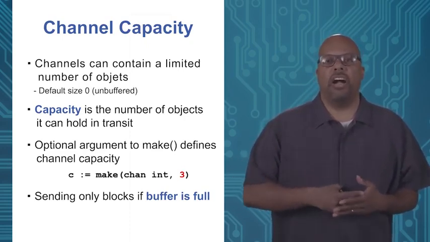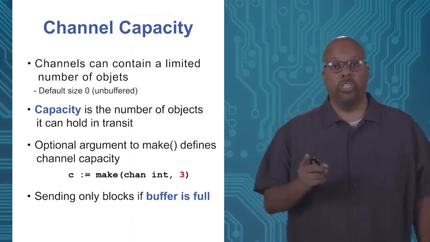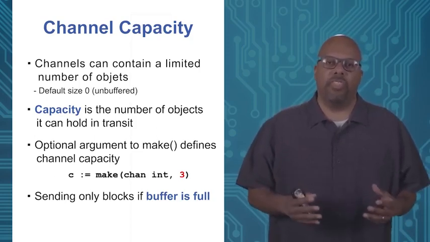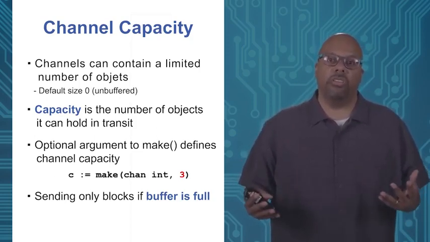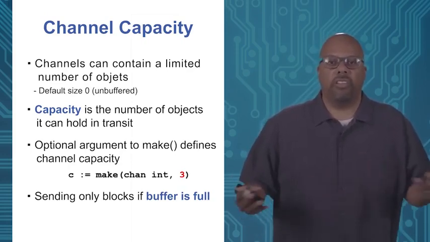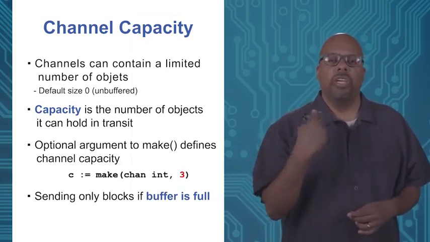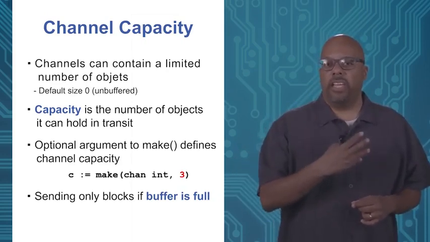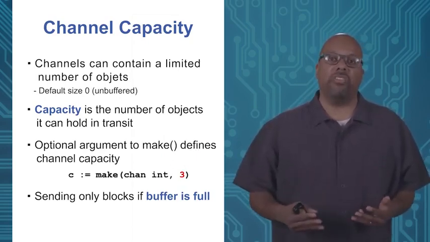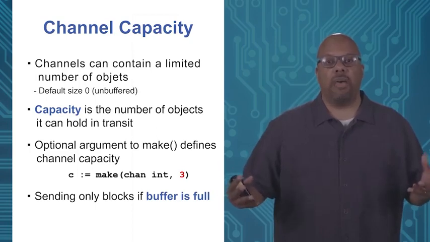So sending only blocks if the buffer is full, but you have some sending that you can do without actually having to block on the side of the writing goroutine, which is good, right? Because blocking is generally a bad thing, since blocking reduces your concurrency. If you block, that means you can't execute, which means you might be wasting processor resources. So you don't generally want to block. You would like to be able to do a send, and whether or not the receiver is there, just continue on your merry way and keep executing. So having a channel capacity allows that to happen to some extent.